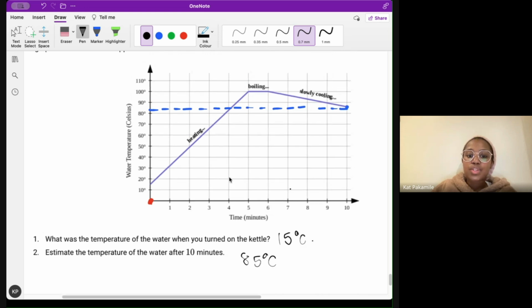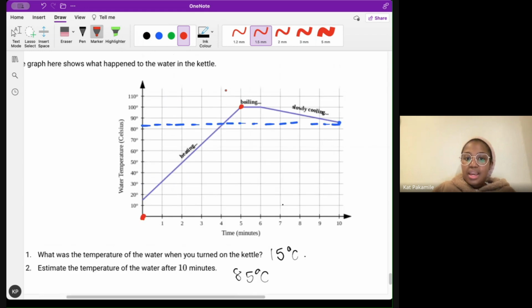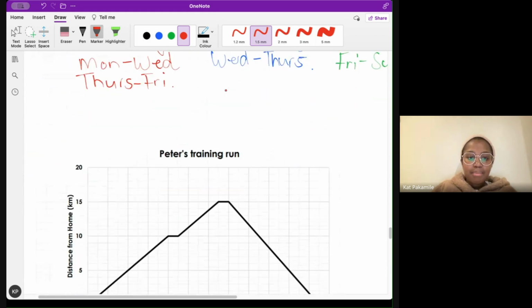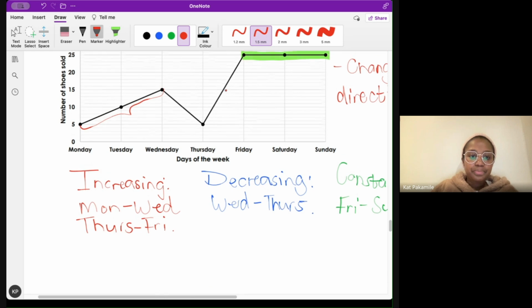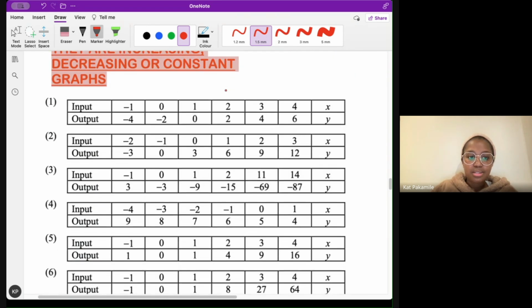Okay. Now I have my own question here. How long did it take for this water to boil? How long did it take for this water to reach boiling point? That is true. That is 5 minutes because that is over here. All right. Nice, guys. Okay, so I'm going to go back up to those ones we said we're going to come back to. When is this increasing and when is it decreasing and when is it constant?